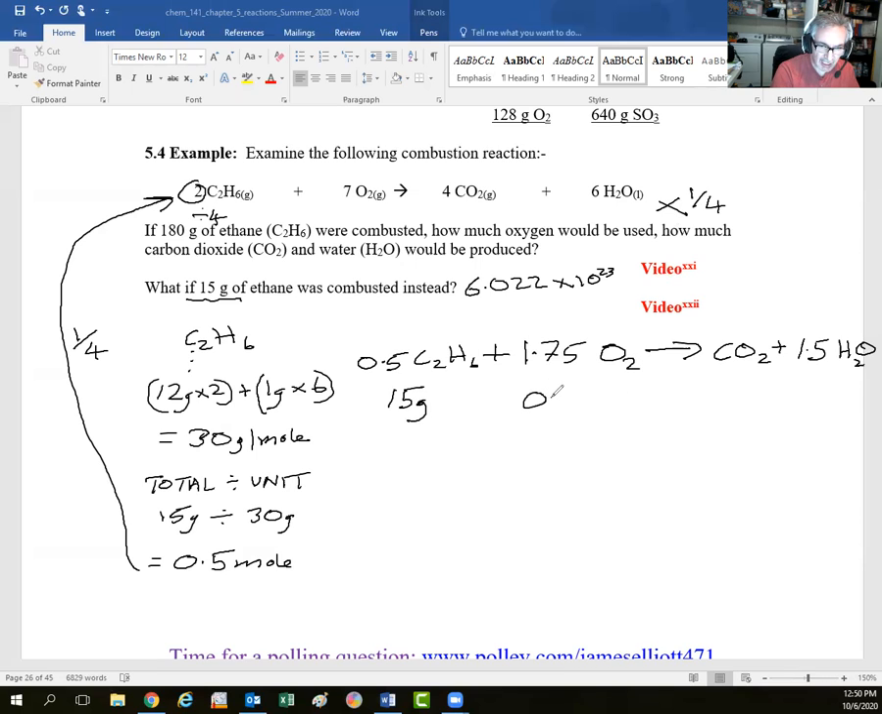Now oxygen atoms is 16 grams from the periodic table. Oxygen molecules is 32 grams, 16 times 2, and therefore 1.75 times that, the 32 times 1.75, that would come to 56 grams. Again, this pad doesn't want to work sometimes. So 1.75 moles is 56 grams of oxygen.